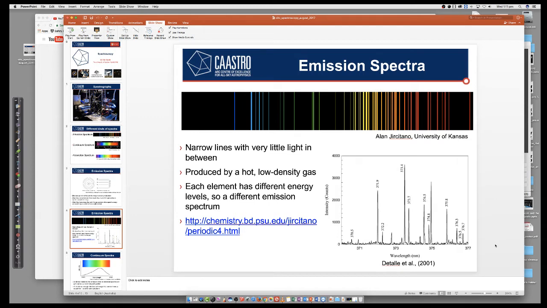So you have to heat the gas up so it'll glow. That's why it needs to be hot, so it can release energy. And low density we'll come to in a second when we talk about the next kind of spectrum.